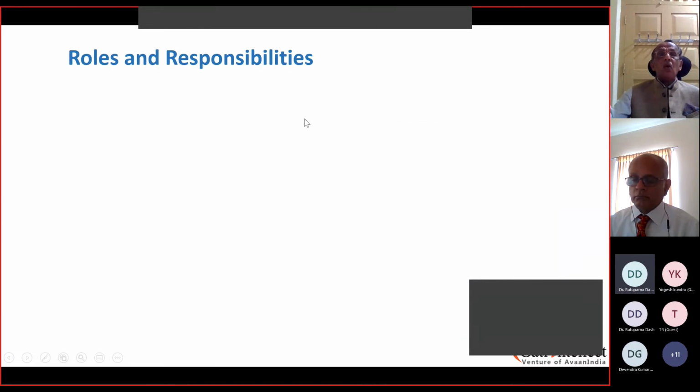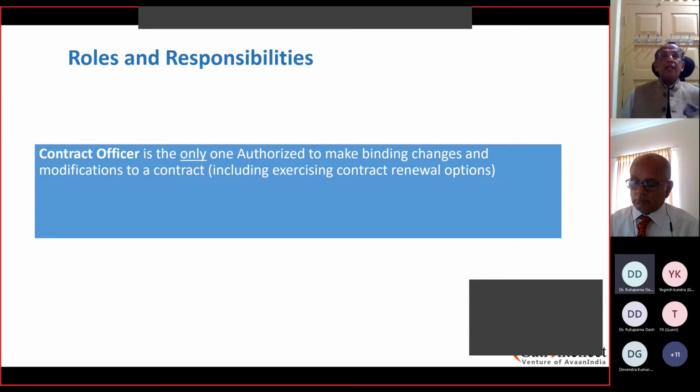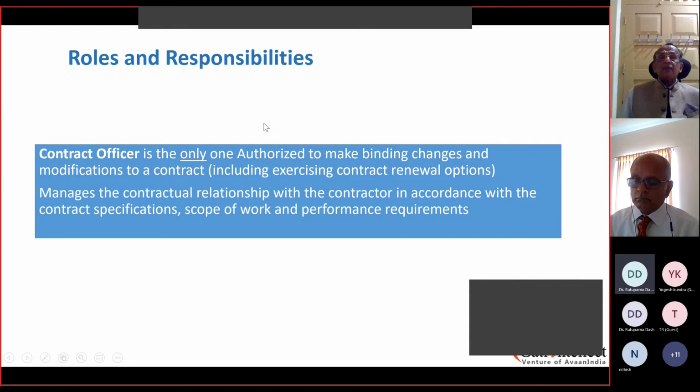Right, now let's look at the roles and responsibilities of the contract officer. He is the only one authorized to make binding changes and modifications to a contract, including exercising contract renewal options. See, he's the most powerful person. Okay, he's the contract officer. He manages the contractual relationship with the contractor in accordance with the contract specifications, scope of work, and performance requirements.